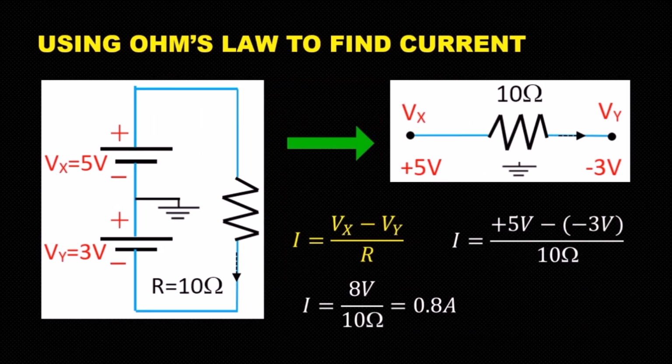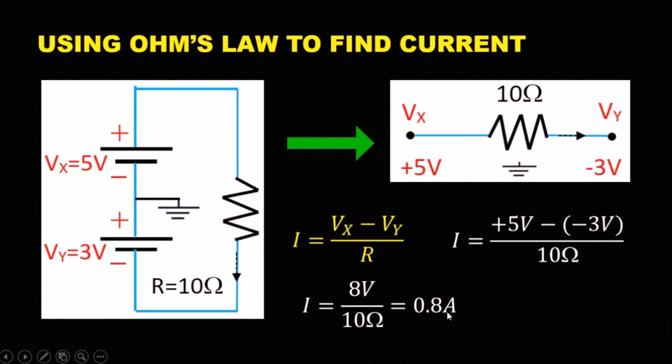Alright? Now let us try to find the current passing through a resistor by using Ohm's law. Here is the original circuit and here is the simplified equivalent circuit. Ohm's law says that the current passing through a conductor is directly proportional to the potential difference across the conductor. Here, across the conductor, on one side there is plus 5 volt, on the other side there is minus 3 volt. So if you apply the formula, current is given by (Vx minus Vy) divided by R, that is, 5 volt minus of minus 3 volt divided by 10.